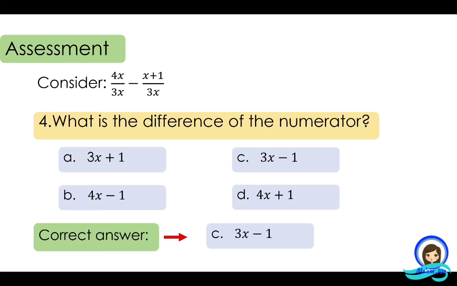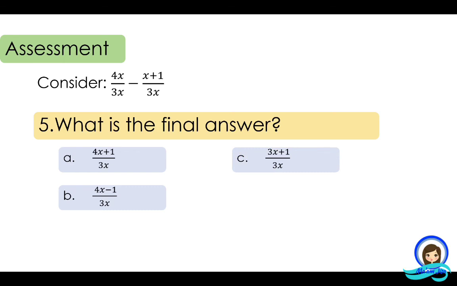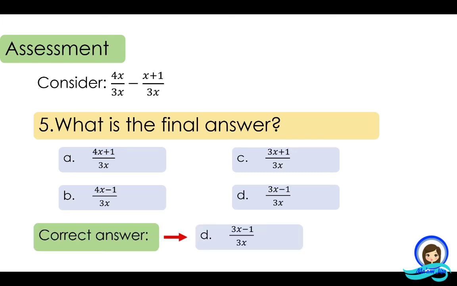And let us now proceed to question number 5. What is then the final answer? Is it A? Could it be letter B? Or is it letter C? What about letter D? Can you give me your answer? The correct answer is letter D, quantity 3x minus 1 over 3x. Did you get it right? Very good, and congratulations for all of you who got the correct answer. That means that you have understood my discussion.